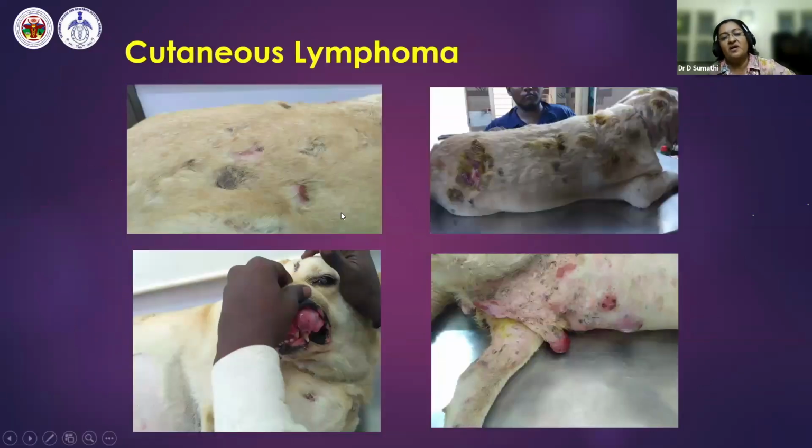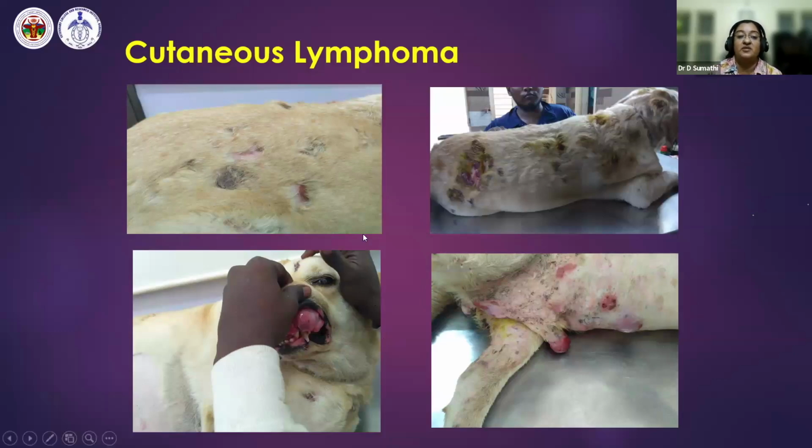Coming to cutaneous lymphoma, it is not very commonly encountered in our clinical practice. Maybe once in a year, once in 2 years, or once in 3 years, we might get a few cases, but it should be diagnosed properly by taking a cytology and doing proper diagnostic techniques; biopsies are very important.